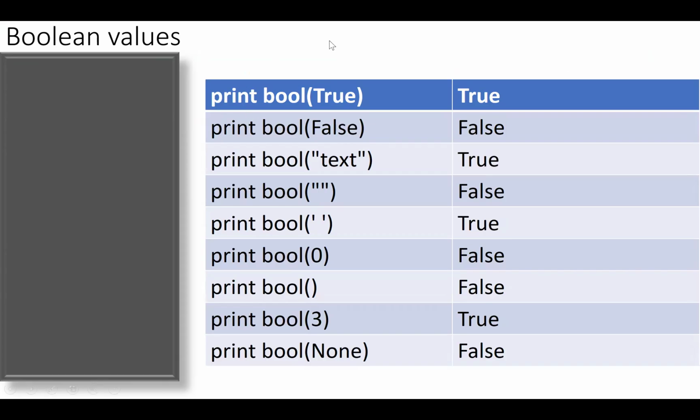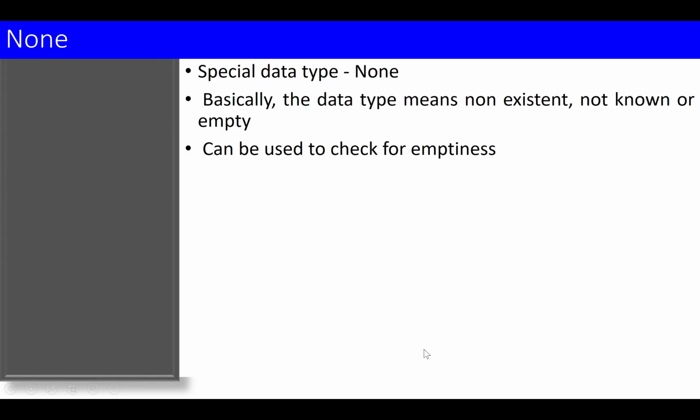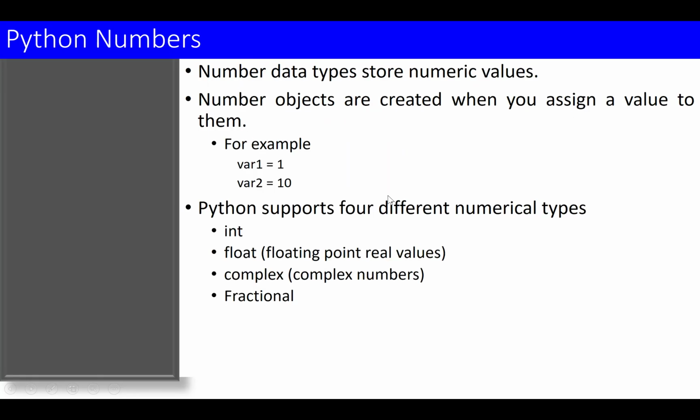True means true, and you print true. False means false. If text is there, it is true. If there is no text, it returns false. Similarly, within single quotes, a space is also one character, so it is true. And 0 is false. If nothing is there, it is false. If data is there, true. None means false. A special data type is None. Why? Because the data type means no, non-existent, not known or empty. It is a check for emptiness.